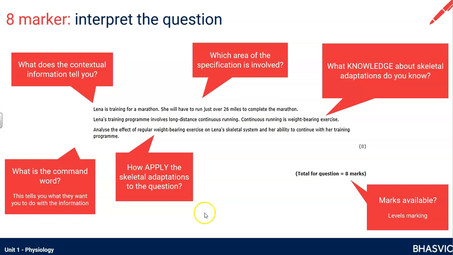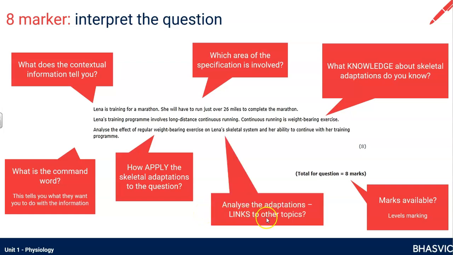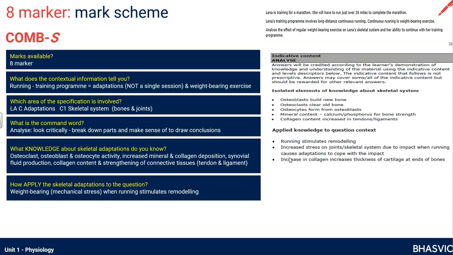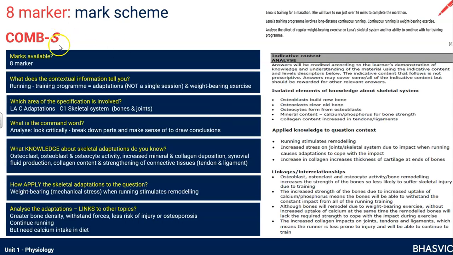How you apply the adaptations to the question, how you link to other topics. So we've got regular. Regular is basically a training program. Regular weight-bearing exercise. That's what type of exercise it is, and it's directing you towards the skeletal system, and she's obviously an endurance runner. So again, adaptations to the skeletal system covers this acronym for me when I teach it. This is just a translation of the question and answer information based on those prompts in the question.